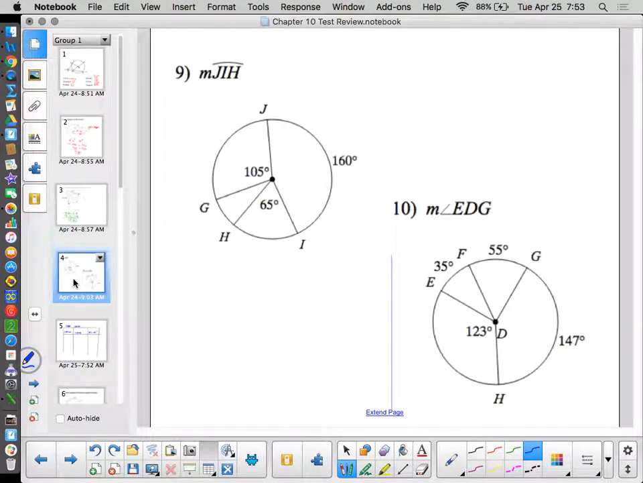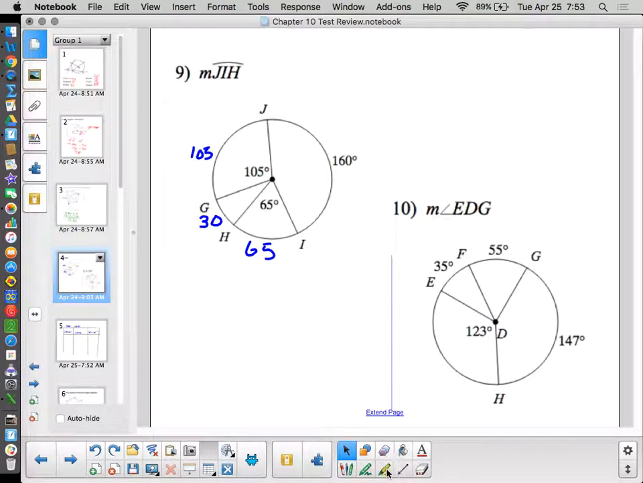So, that being the case, let's look at this situation. Now, the arcs of a circle have to add up to what totally? 360. So I got a 160 here, a 105 right here, a 65 here. So that's 170 and 160 is 330. How many degrees are left here for GH? 30, okay?